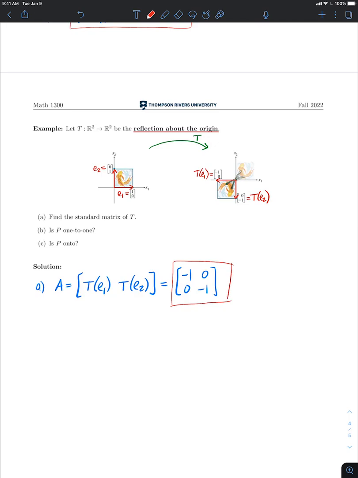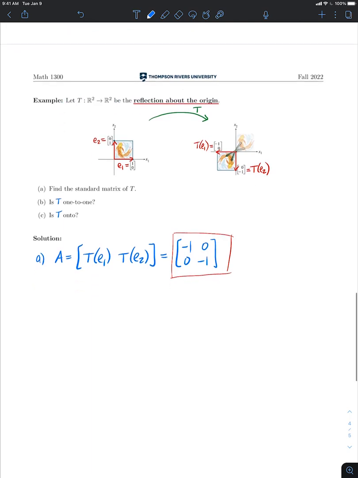Okay, part B, there's a mistake here, isn't there? Is P 1 to 1? And then it says is P onto. Let me change these. What you really want to ask is, is T 1 to 1, and is T onto? Because the name of our transformation here is T, not P, like the previous question.